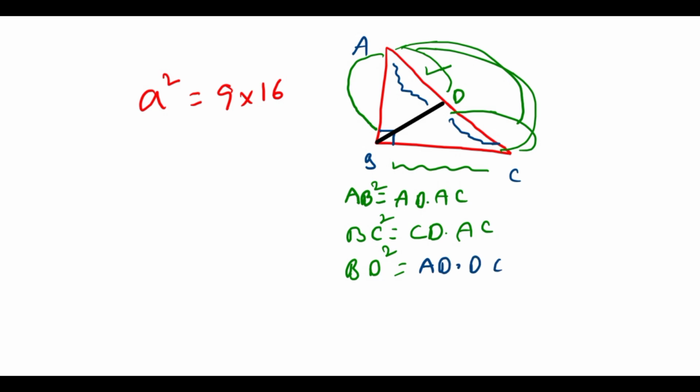Here they gave A, and these are 9 and 16. So I have taken A square is equal to 9 into 16. Then A equals the root of 9 times 16, which is 144. The root of 144 is equal to 12. So the answer is 12 for this question, option D.